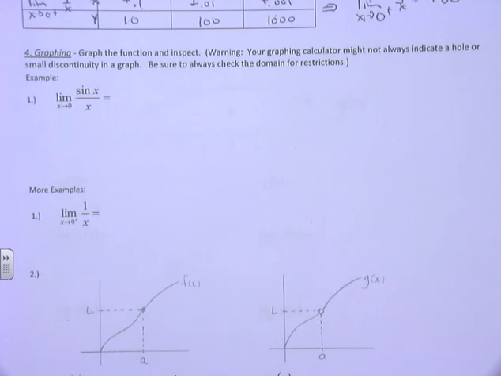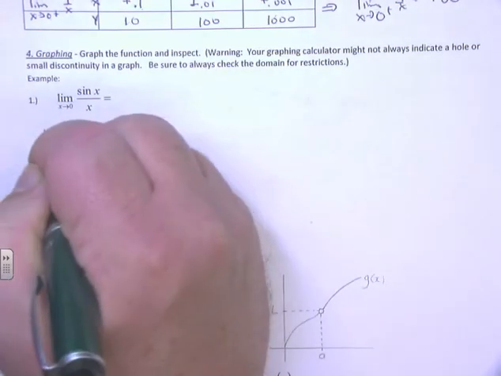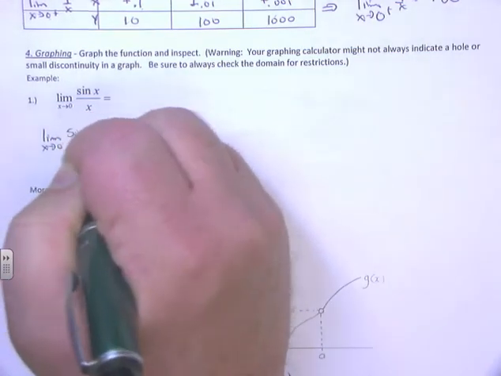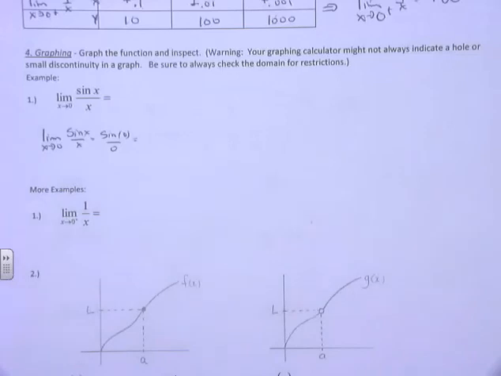Now, first rule of limits is to do what? Plug it in. Come on. So I'm going to plug in 0. This will be the limit as x approaches 0 of the sine of x over x. That would be the sine of 0 over 0. What is the sine of 0?